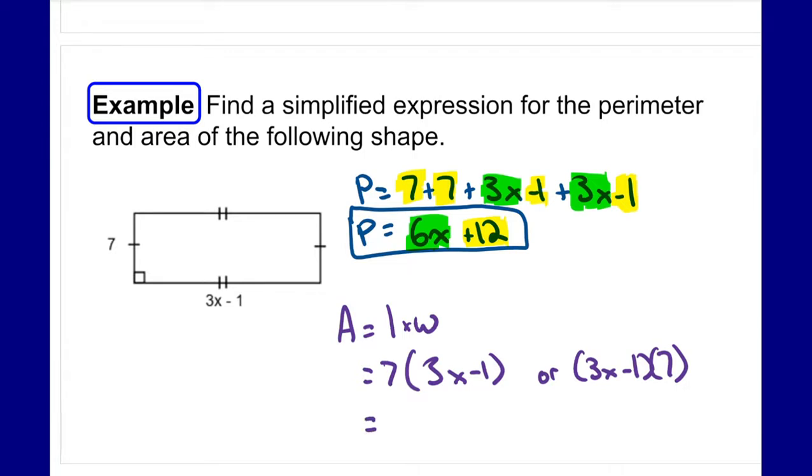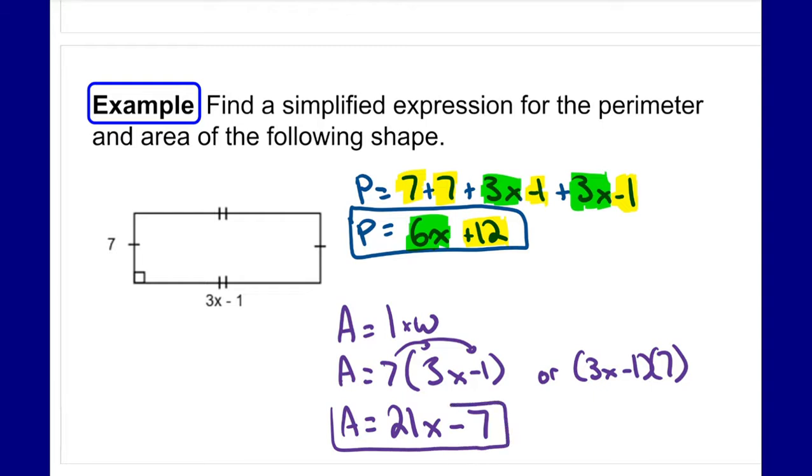So now I'm going to use the distributive property. 7 is going to get multiplied through to both parts. So 7 times 3x, or 7 times 3 is 21. The x carries through. And 7 times -1 is -7. There are no like terms there, so I don't need to simplify it any further because it's already simplified as much as possible. So now I have a simplified expression for the perimeter and for the area.